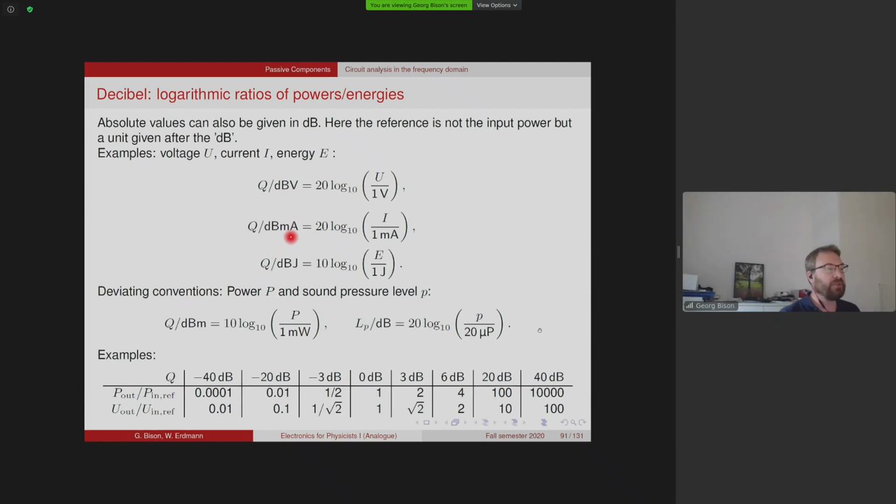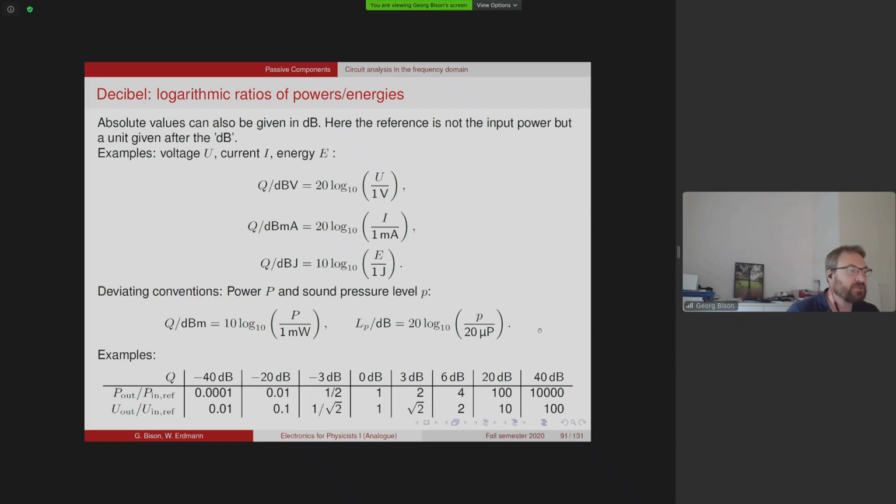If it's a dB milliamps, that means it's a current divided by 1 milliamp. This gives a dimensionless quantity. Since current is also an amplitude quantity, we have to use the factor 20. You could specify an energy in dB joules. This means that the reference value is 1 joule, and so we divide the energy by 1 joule. Since this is an energy quantity, we use the factor 10 here. This can be done basically with all units that you like, and it's common in electronics to use those.